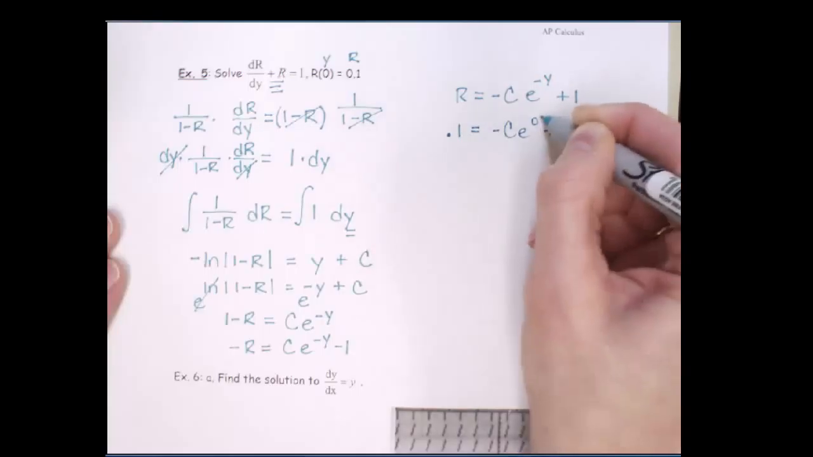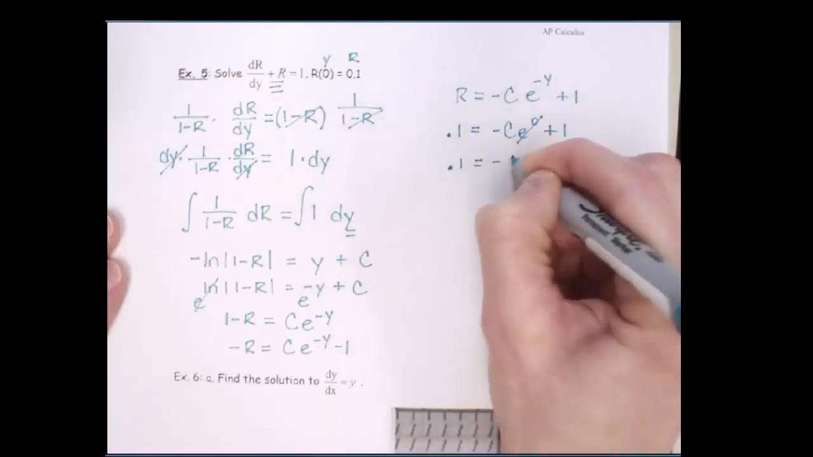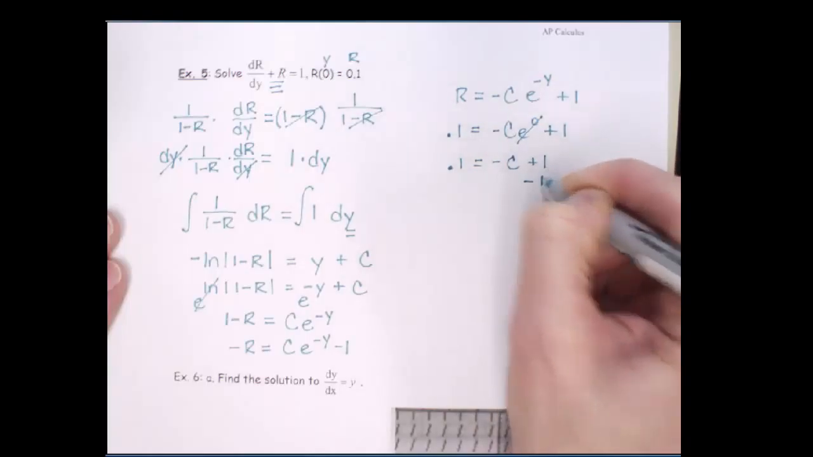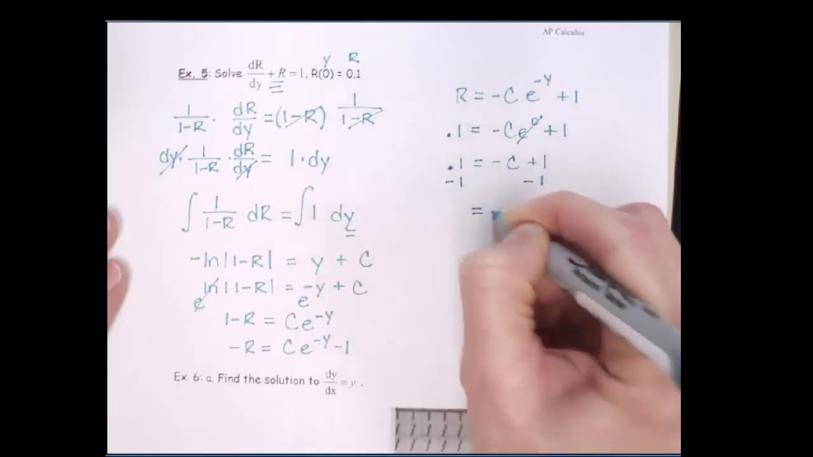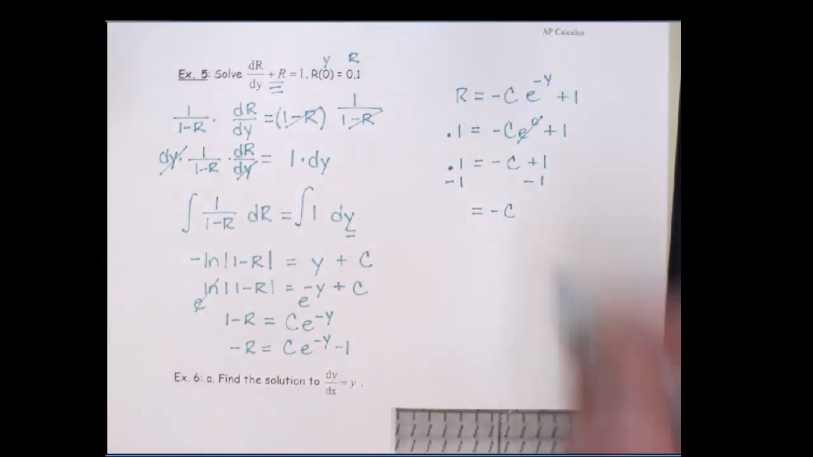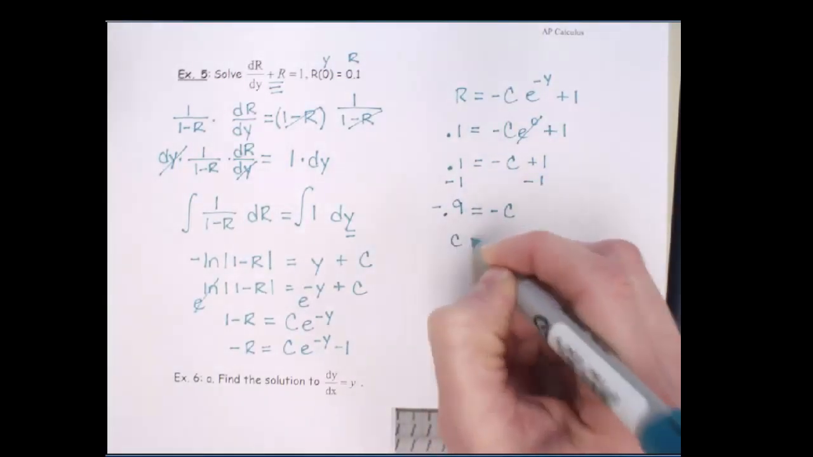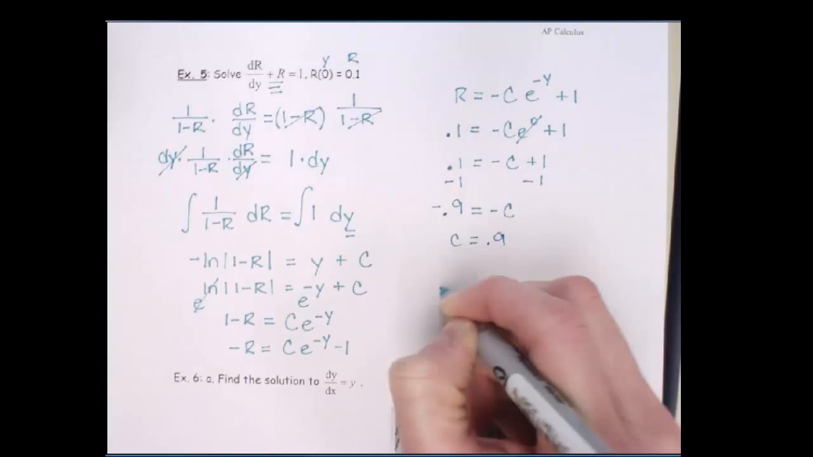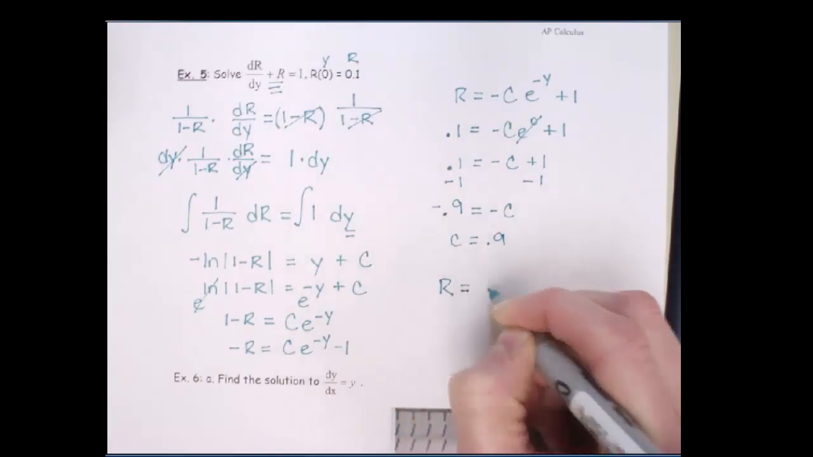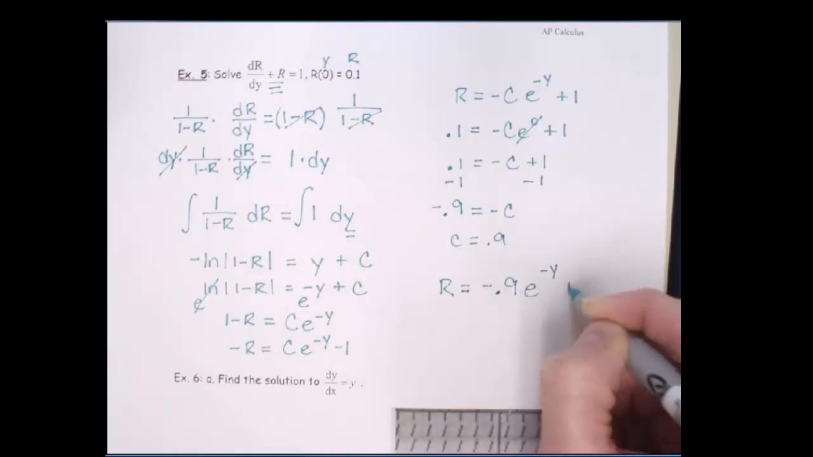Again, e to the 0 is 1, so I get 0.1 equals negative c plus 1, so I'm going to subtract 1. 0.1 minus 1 is negative 0.9, and so c is positive 0.9. So our final answer is r equals negative 0.9 e to the negative y plus 1.